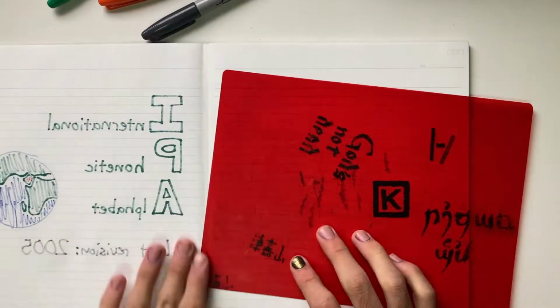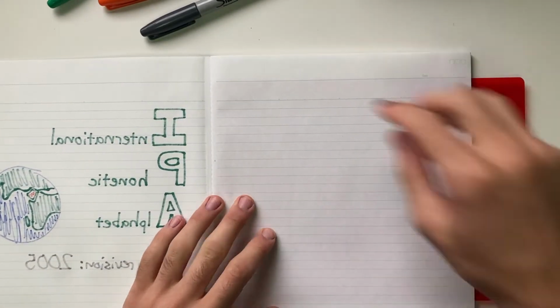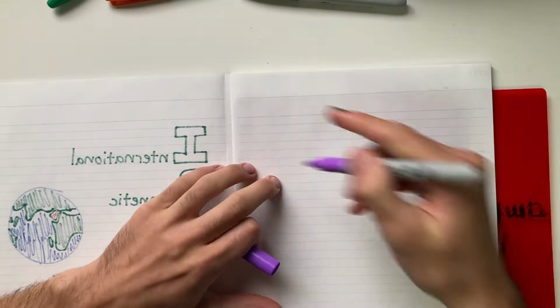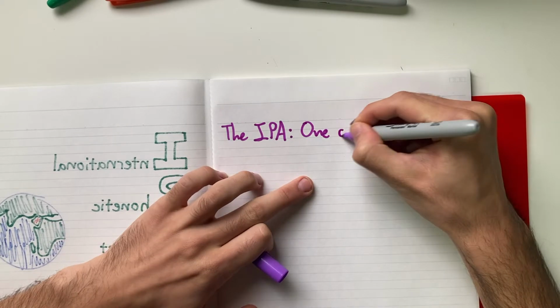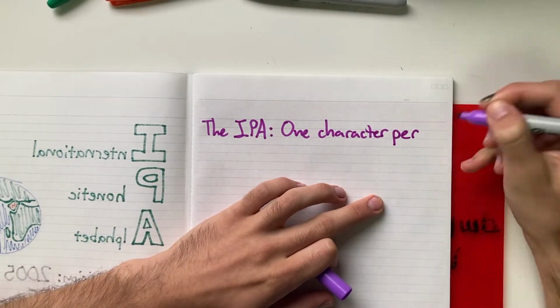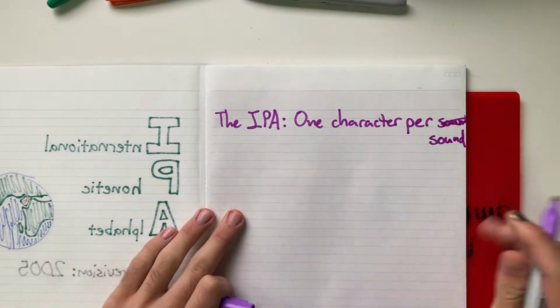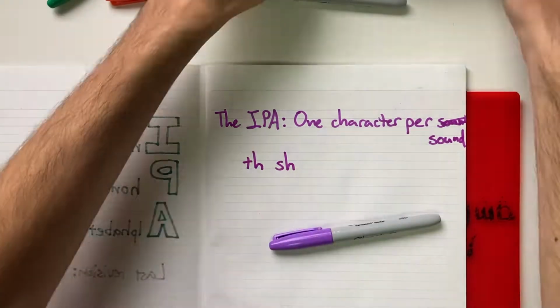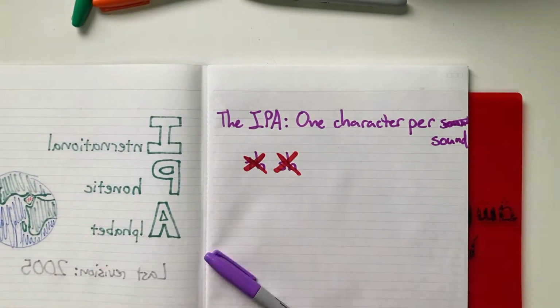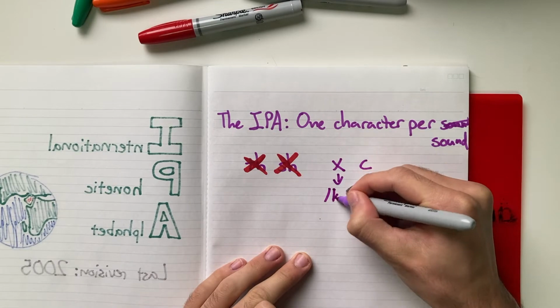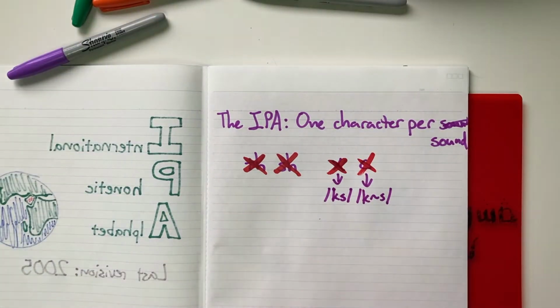Question: so how does it work? The IPA is pretty straightforward. The main goal is to have one distinct character for every phoneme, we'll get into what that is later, used in every language around the world. This means no digraphs like th or sh, and no single letters for more than one sound, like x being ks, or c being either k or s.